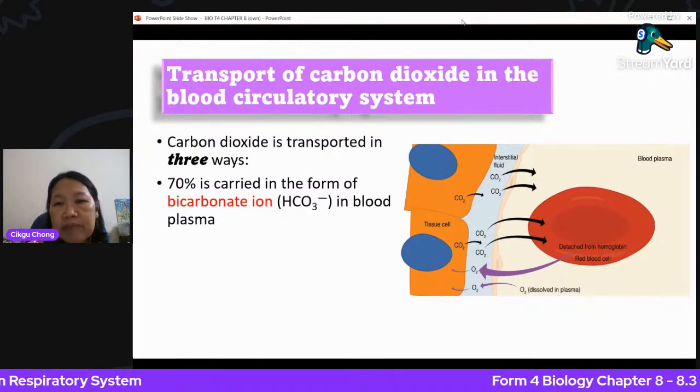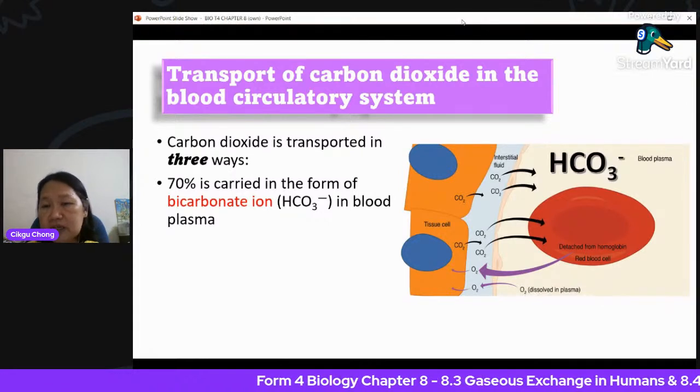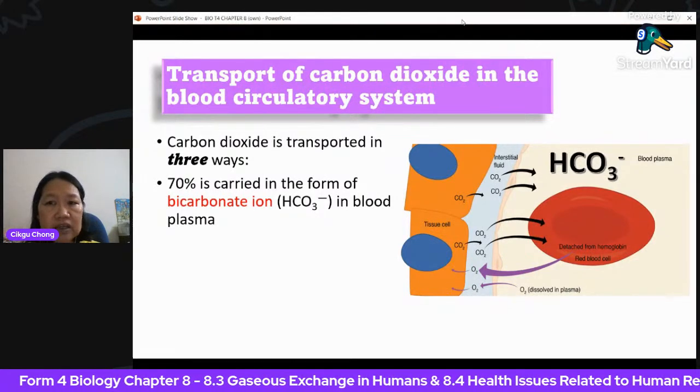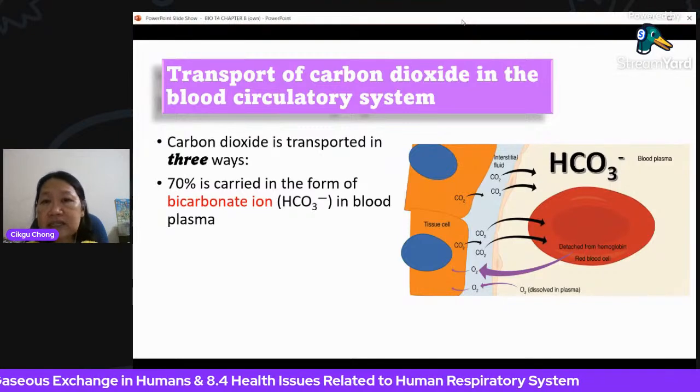So the majority of carbon dioxide is actually carried in the blood plasma. Here, it's not in the red blood cell. 70% is carried in the blood plasma. Okay, so we'll see how it forms. We're going to see that later.